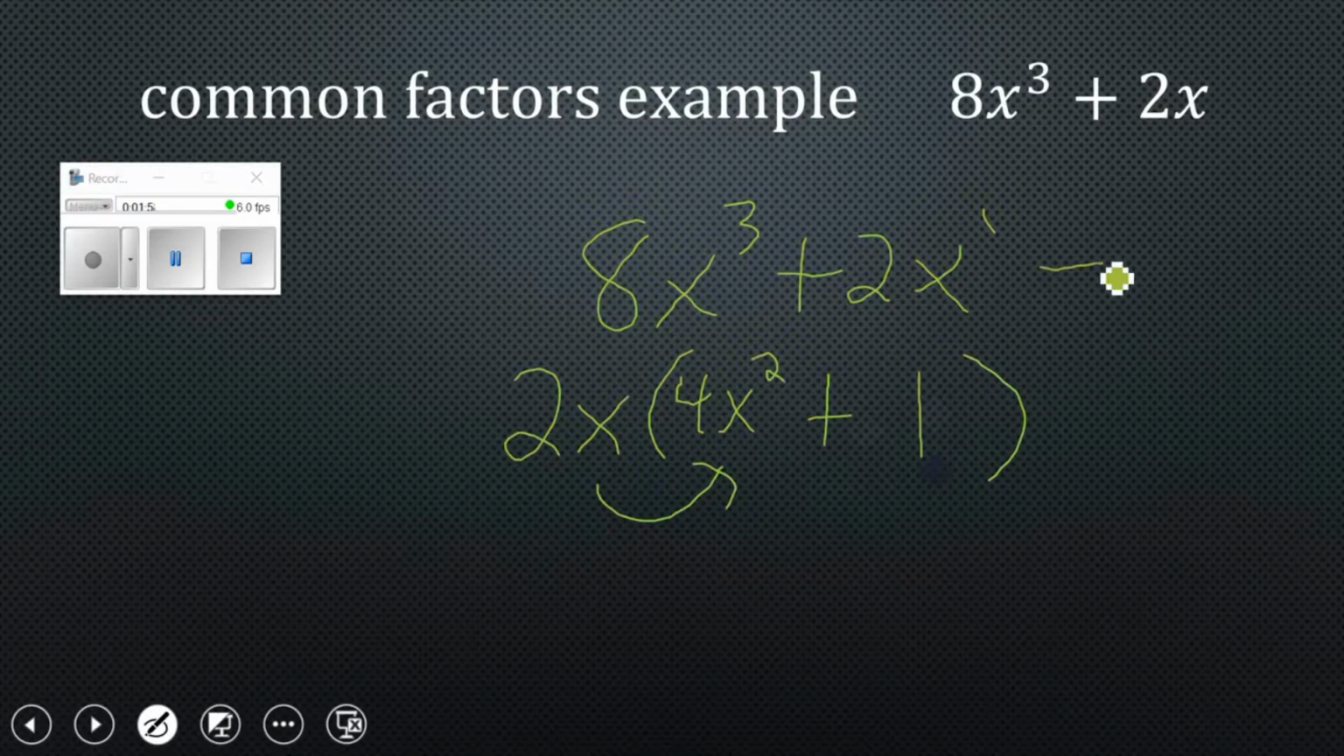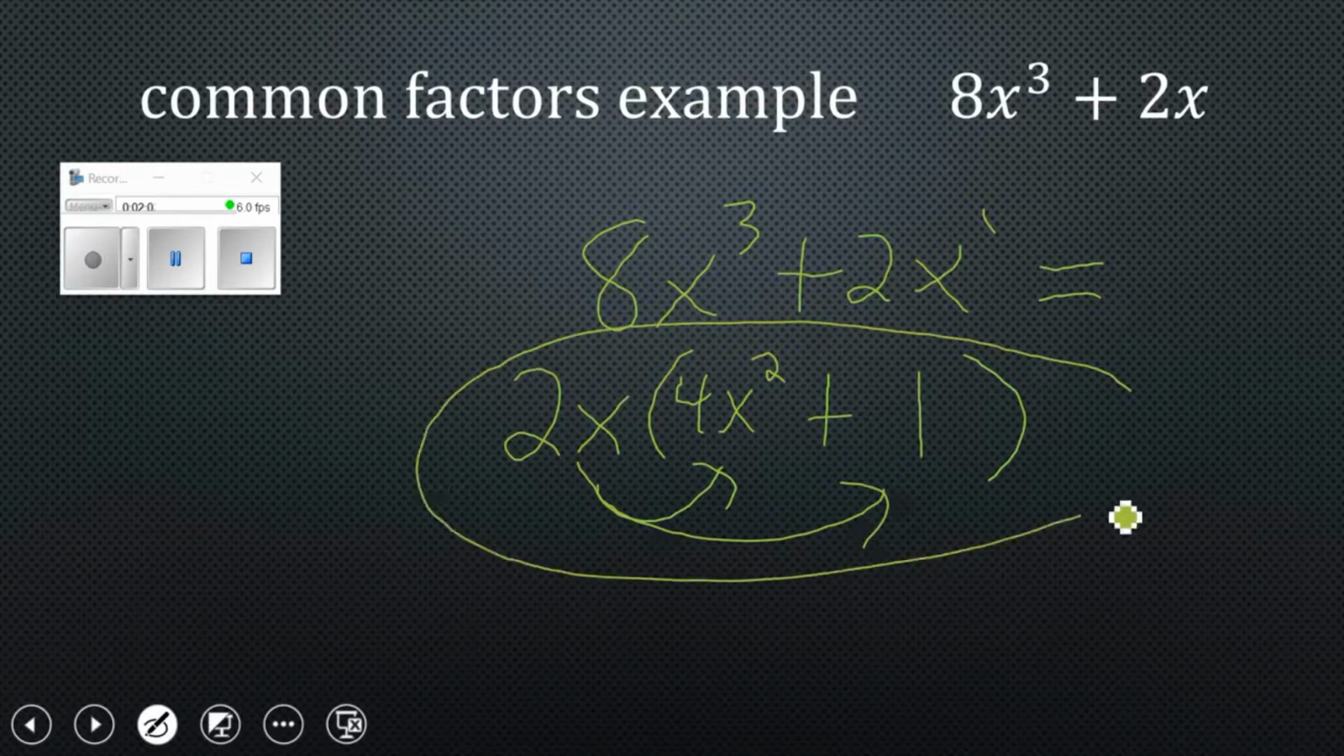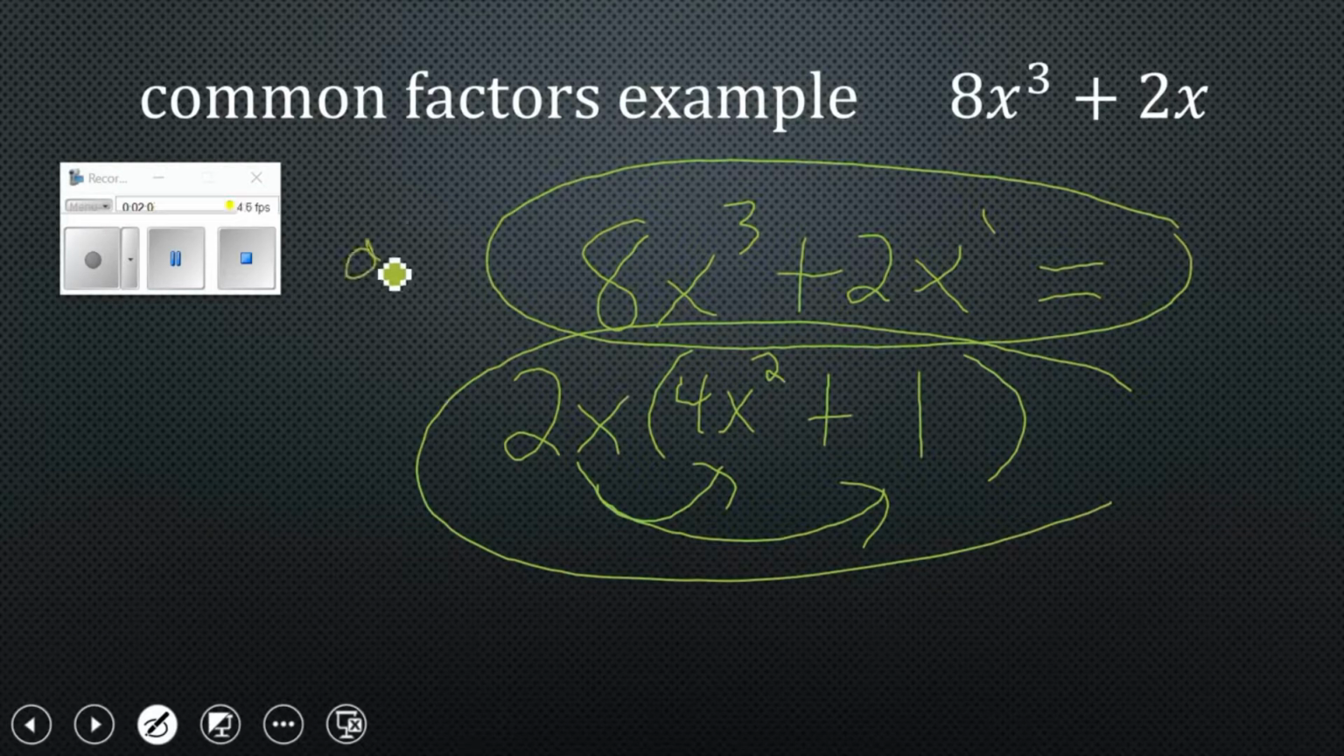So notice what we have here. We have equivalent expressions. Okay, this bottom expression is equivalent to the top expression. We've basically rewritten an addition problem with a multiplication problem. So that's factoring a basic binomial expression there.